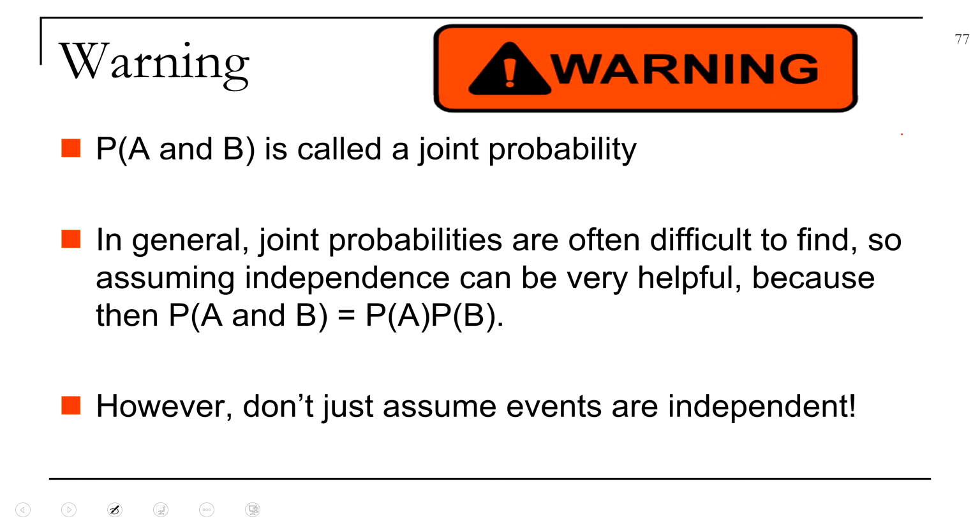Now, as we said, it's an important warning. A and B is called a joint probability. If you add more, probability of A and B and C and D, it's still a joint probability. In general, joint probabilities are hard to find. If you are told the events are independent, score. You can find a joint probability by multiplying the marginals together. However, you have to be told that. You have to somehow know the events are independent. Don't just start multiplying probabilities together to find a joint probability unless you're told the events are independent.